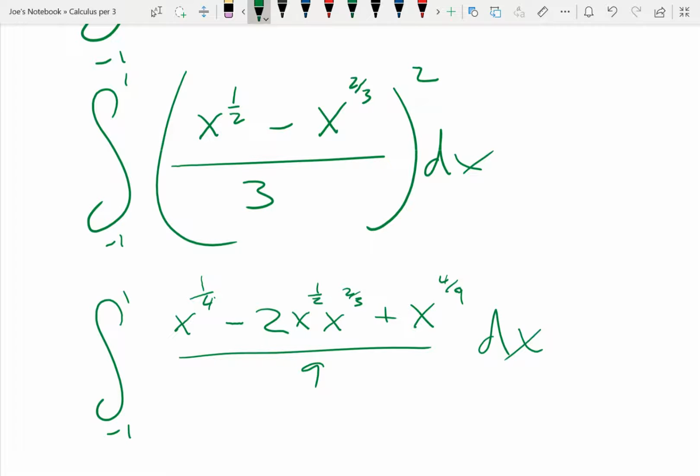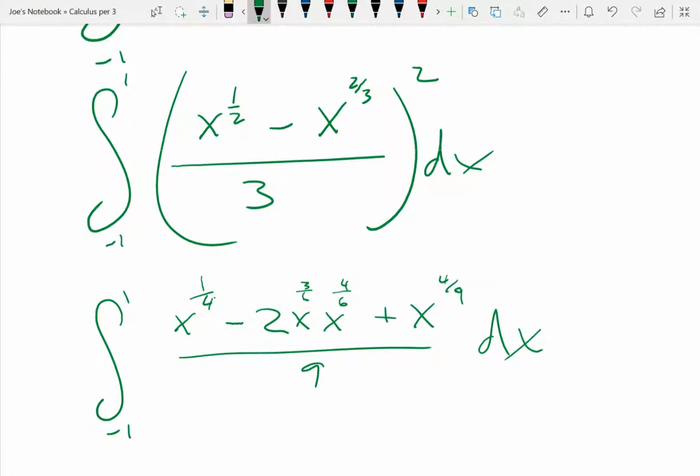And then you could split it up from there. Remember when we multiply like bases, we add their exponents. So 1/2 is really the same thing as 3/6, and 2/3 is the same as 4/6. So that middle term will end up being negative 2x to the 7/6. Then just break it up like we did before, add one to the exponent, divide by the new exponent, and march on through. And then f of b minus f of a and go.